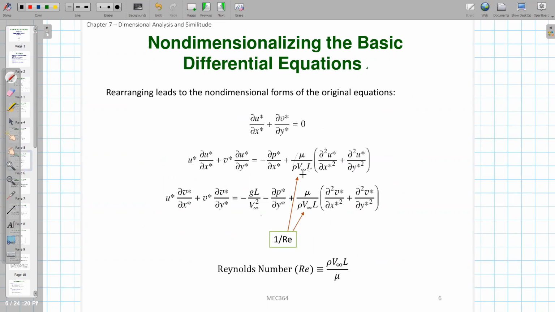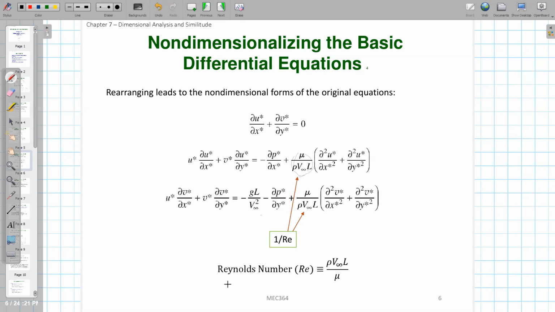you will see that the viscosity term's parameter is changing from mu to this value. And this coefficient, mu over rho v infinity L, is also dimensionless. There is no unit for these terms, because all the other terms are dimensionless, right? So this term also has to be dimensionless. And this term is actually the reciprocal of the dimensionless parameter, the Reynolds number, I mentioned earlier.